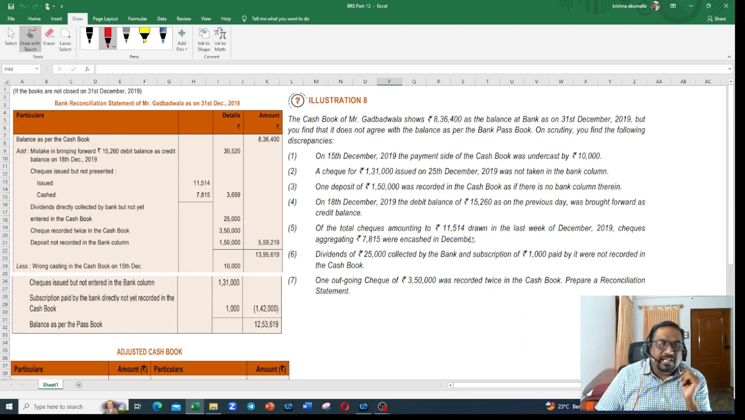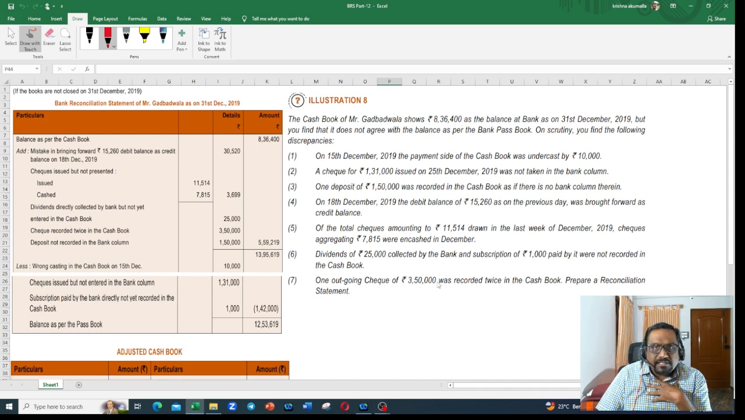What the Institute did here is, it prepared a reconciliation statement before adjusting the cash book. And it also prepared the adjusted cash book. After preparing the adjusted cash book, it also prepared a reconciliation statement. But in this problem, if you look, he didn't say anything about needing to prepare the adjusted cash book or the bank reconciliation after the adjusted cash book. Nothing has been given in this problem.